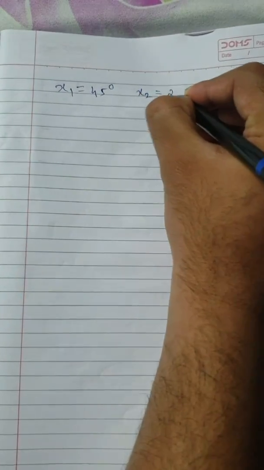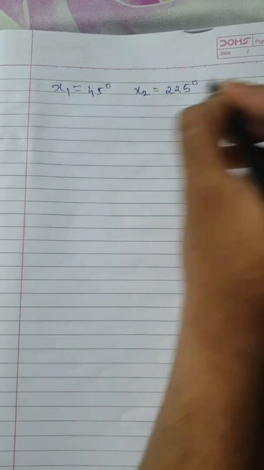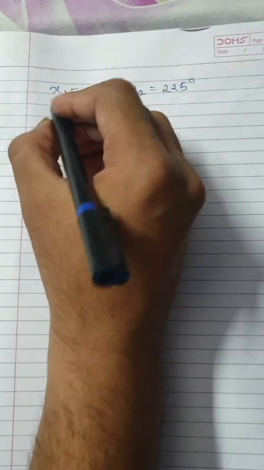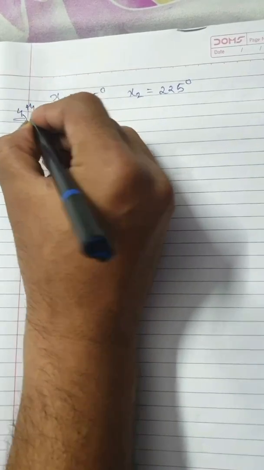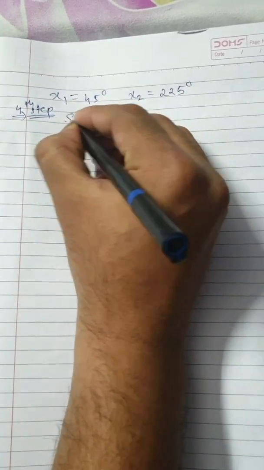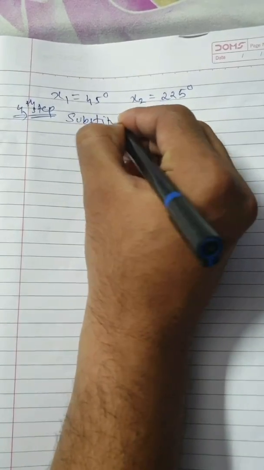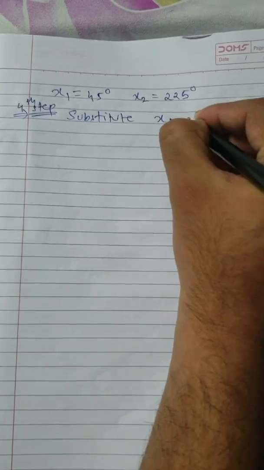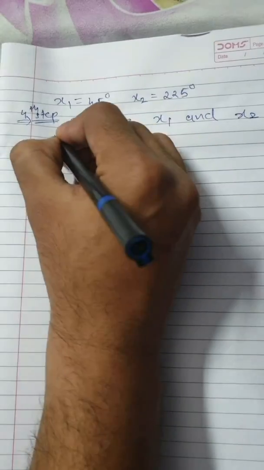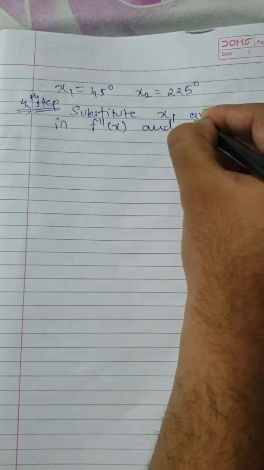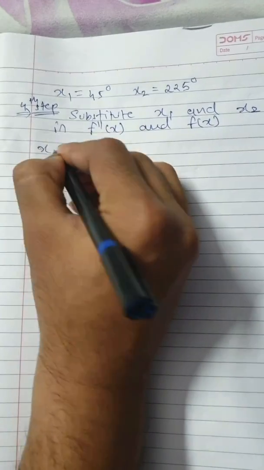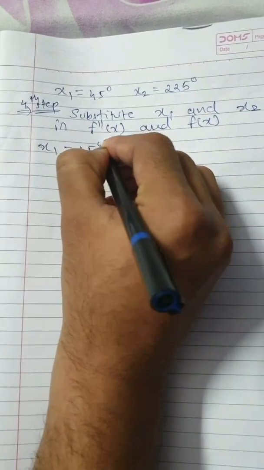So we have obtained x1 as 45 degree and x2 as 225 degree. Now we will substitute both of these values in the given functions. That was our fourth step, that is we will substitute x1 and x2 in f double dash of x and our main function, that is f of x. Let's take x1 equal to 45 degree.